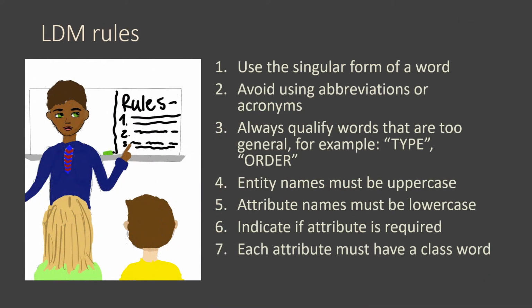As a quick refresher, Walter walks through the general naming rules and guidelines with the team. We should only use singular form of a word and refrain from using any abbreviations or acronyms in our names. Qualifier words should be added to any entity or attribute name that is too general. Verify all entity names are documented in uppercase and attributes are in lowercase. Also, make sure to indicate if the attribute is required. In simpler terms, must it be added now or can it be added later? And finally, make sure there is a class word on each attribute.